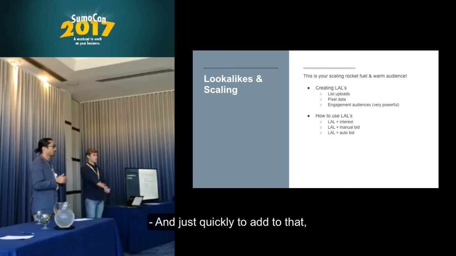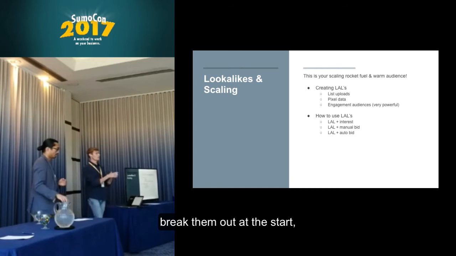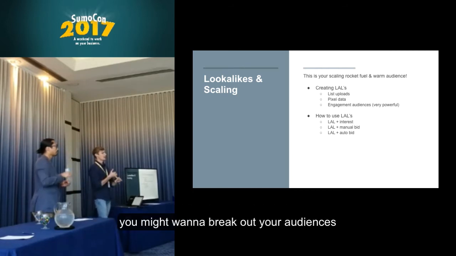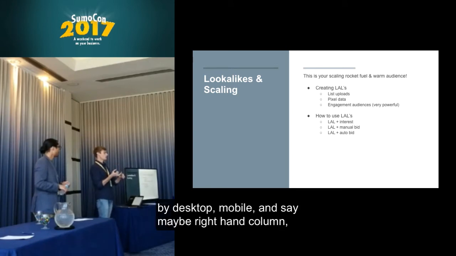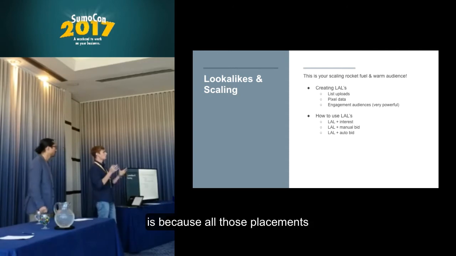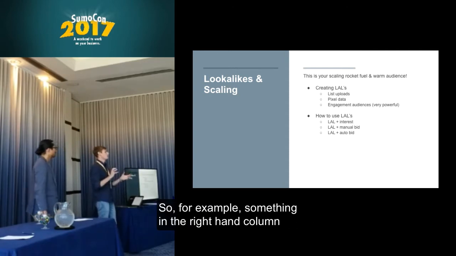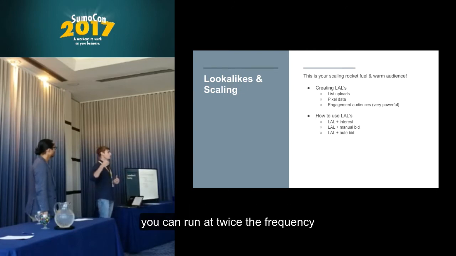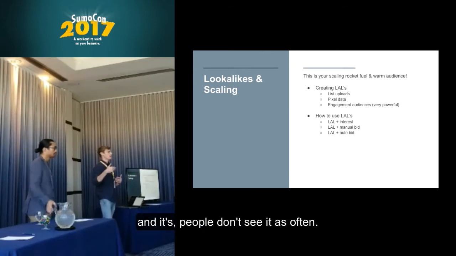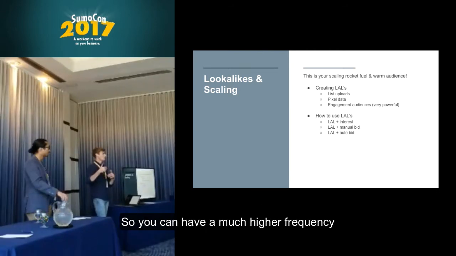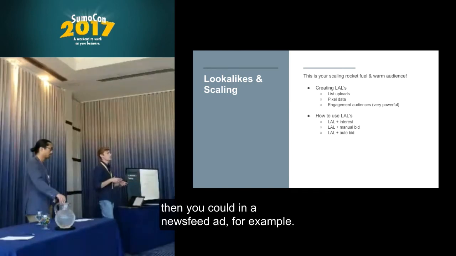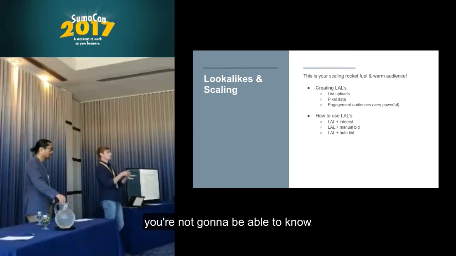And just quickly to add to that, how we said you should probably break them out at the start. When you're creating, for example, your remarketing, you might want to break out your audiences by desktop, mobile, and maybe right-hand column. The reason you want to break this out is because all those placements have different frequencies. For example, something in the right-hand column, you can run at twice the frequency as something in the news feed, because the right-hand column is less disruptive and people don't see it as often. So you can have a much higher frequency on a right-hand column ad than you could on a news feed ad.